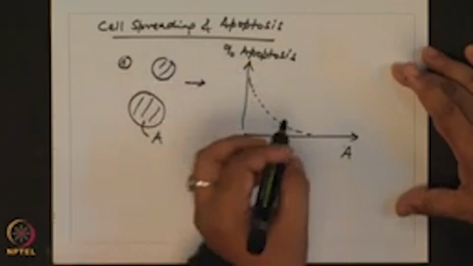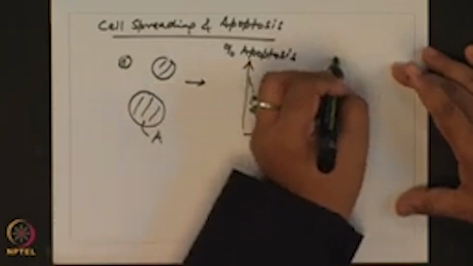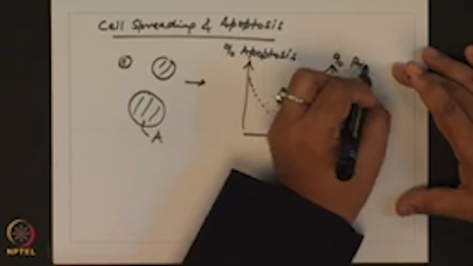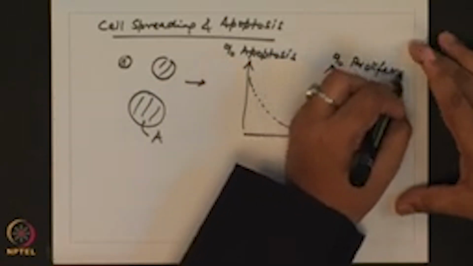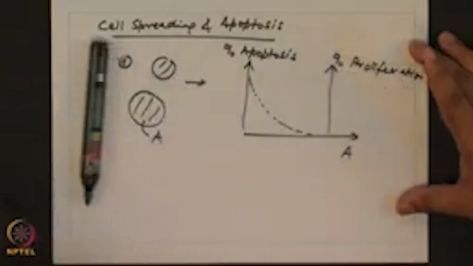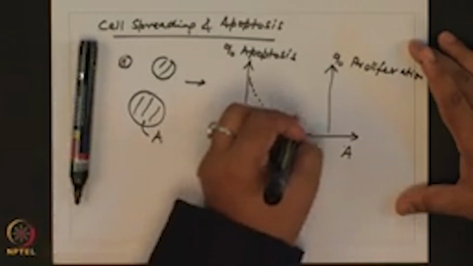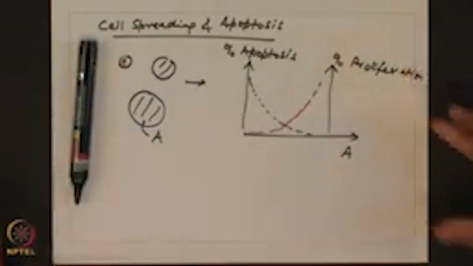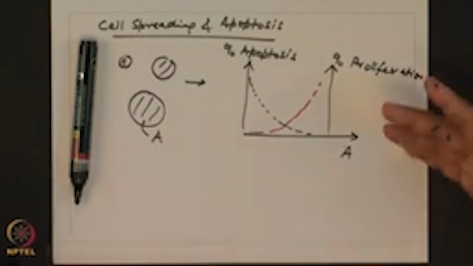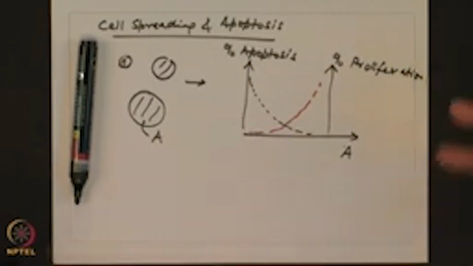As there was a drop in apoptosis, if you plot the percentage proliferation, you would see a corresponding increase in the proliferation rate. So, this was the first study to demonstrate the relationship between island size and apoptosis.